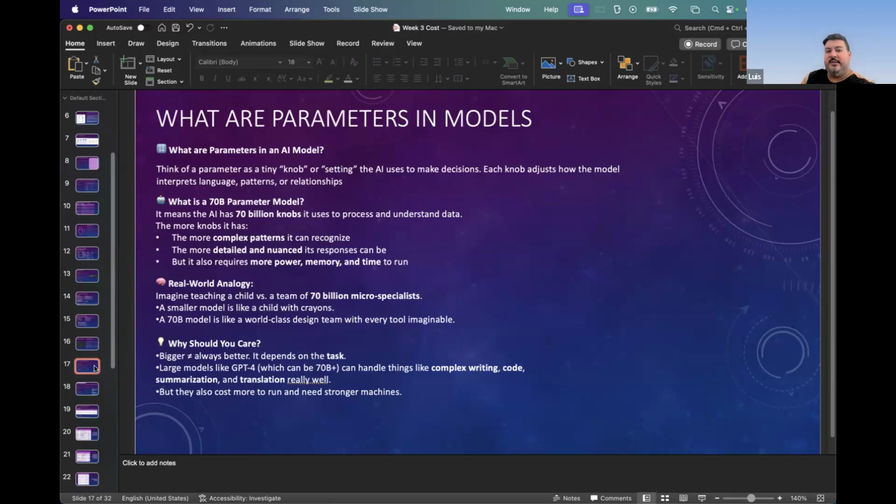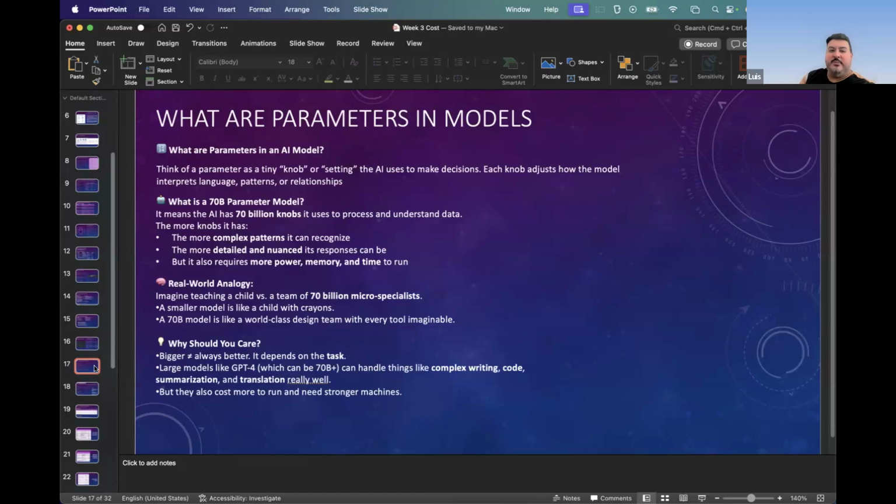One thing I'll focus on today is the Llama 3.1 70B model. That's a really great model. It has over 70 billion knobs it uses to process and understand data. The more knobs it has, the more complex patterns it can handle and the more detailed and nuanced it can be, but it also requires more power, more time, and more memory to run. Because we're using a 70 billion parameter model, it's going to require more processing versus an 8 billion parameter model, because that has fewer parameters to adjust.